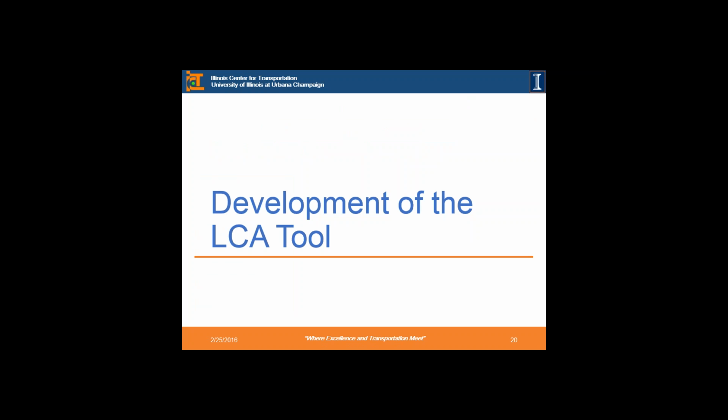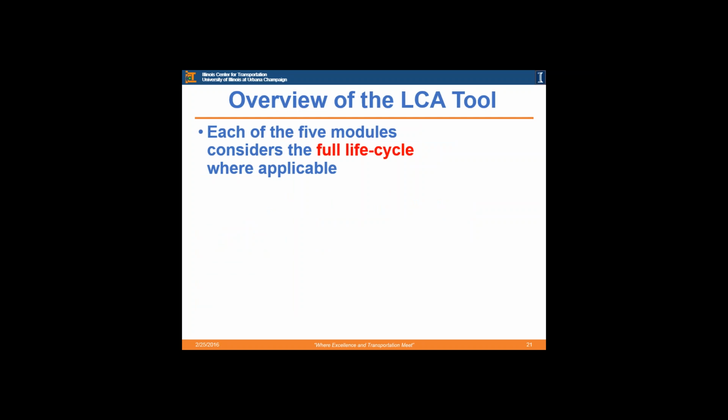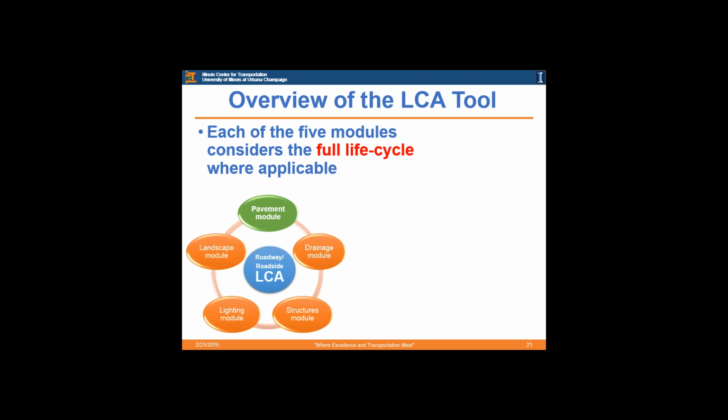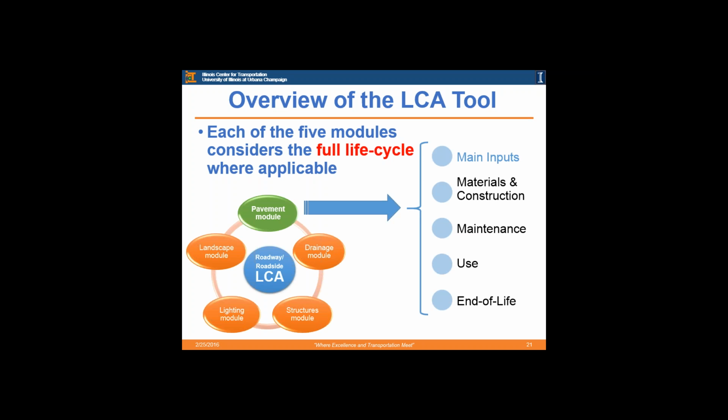So now I'll move on to the development of the LCA tool and give a brief description of how the tool was developed and the major considerations and design processes behind it. As I mentioned before, we have 5 different modules in this tool that you can see here in the picture. Each of the modules considers the full life cycle where applicable. You can see we've combined the materials and construction together. We have maintenance, use, end of life. Where applicable just means that a couple of these phases, for example, the landscape module does not include the use phase, but it includes all of the other phases.